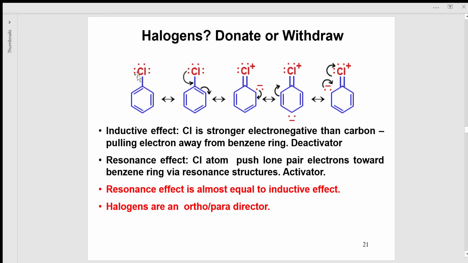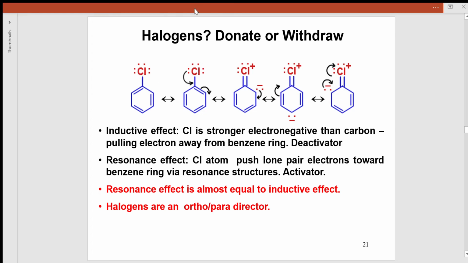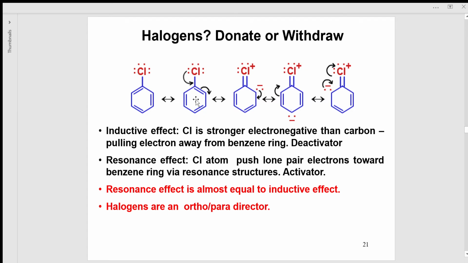We have 3 pairs of non-shared electrons on this chlorine atom. We can draw different resonance structures. You see in these resonance structures a negative charge here at the ortho position, a negative charge at the para position, and a negative charge at the ortho position. Well, the two effects work against each other. The inductive effect pulls the electrons away, and the resonance effect gives electrons towards the benzene ring.